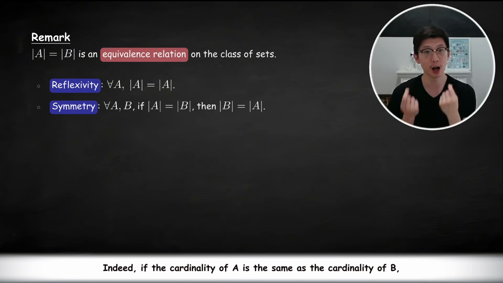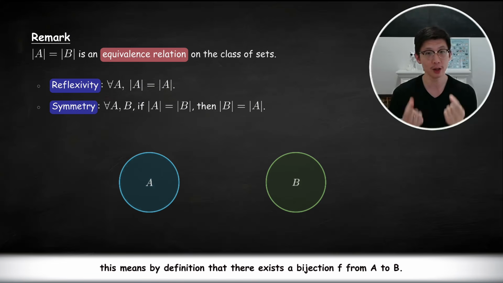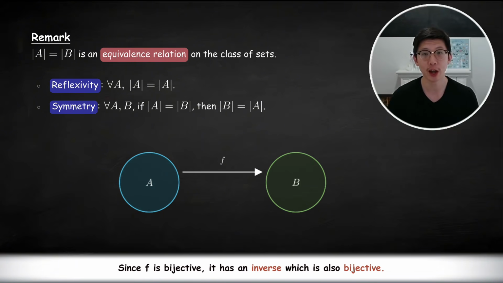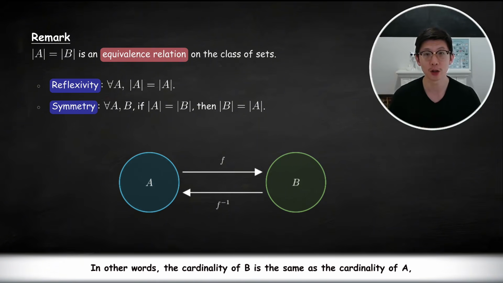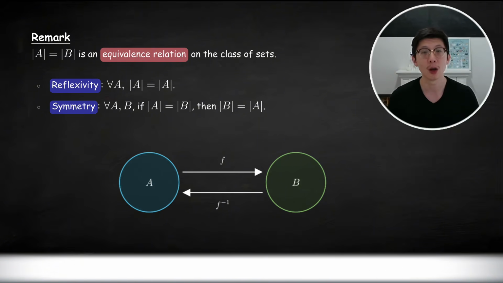Indeed, if the cardinality of A is the same as the cardinality of B, this means by definition that there exists a bijection f from A to B. Since f is bijective, it has an inverse which is also bijective. This inverse will then be a bijection from B to A. In other words, the cardinality of B is the same as the cardinality of A, which justifies the symmetry.